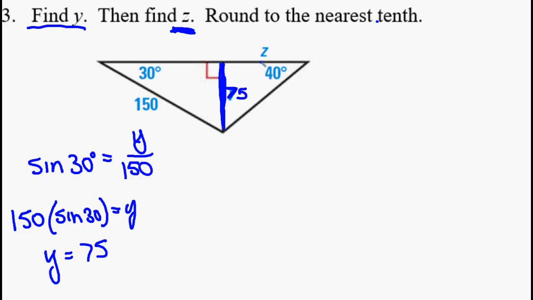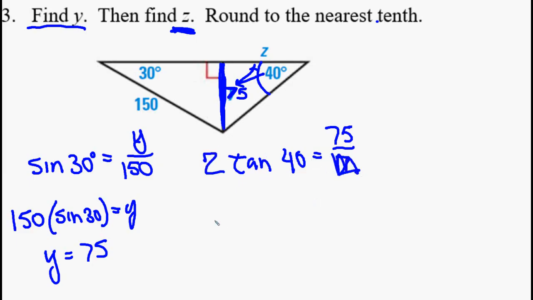So now we're at the 40-degree angle. 75 is opposite, and we want the adjacent. Last section we learned about tan, and it looks like we're going to need it here. The tan of 40 is equal to the opposite side, 75, divided by the adjacent side, z. We multiply by z, so now it's over here, and we're going to divide by tan 40. So z is 75 divided by the tan of 40, and z is going to be approximately 89.4.